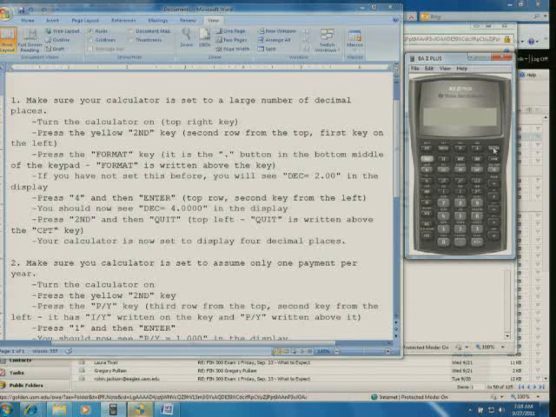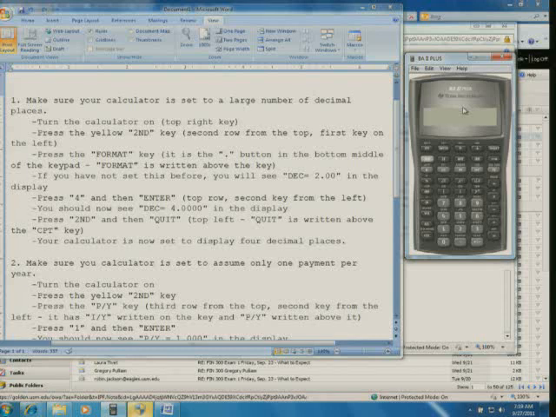All right, this video is going to walk you through setting up the Texas Instruments BA2 Plus financial calculator according to the directions that I sent out over email. And then also, if you've read the section, which I highly encourage you to do, the section in your textbook called Using a Financial Calculator, and I also put a PDF up on Blackboard so you can read it there.